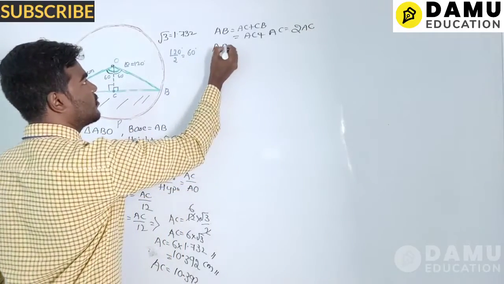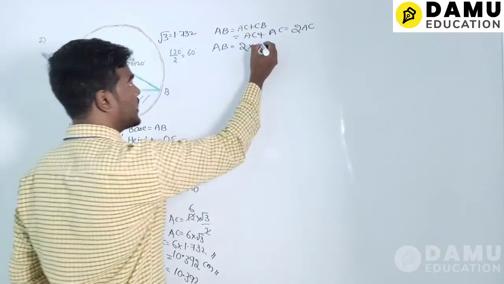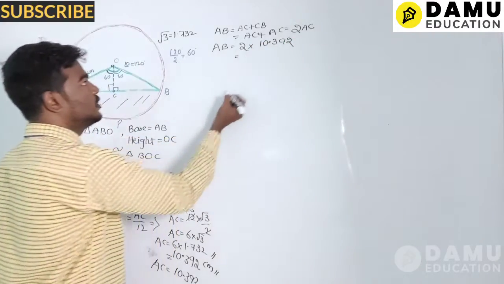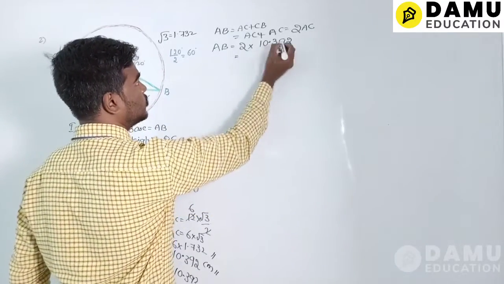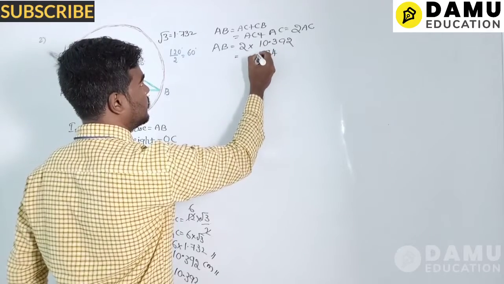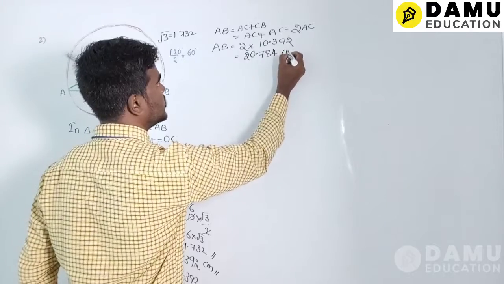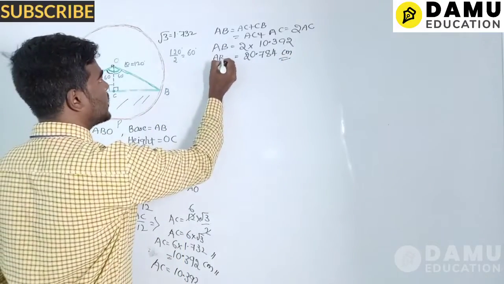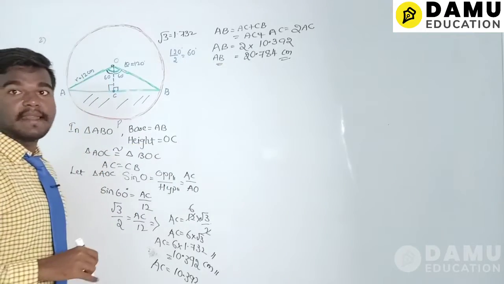So AB will be equal to 2 into AC, which is 10.392. So 2 into 10.392: 2 2s are 4, 2 9s are 18, 2 3s are 6 plus 7, 0.2, so 20.784 centimeter. So we got the base.